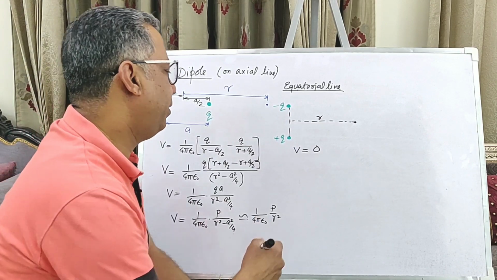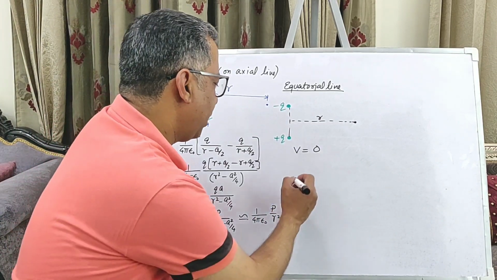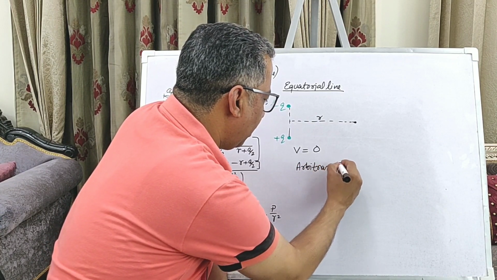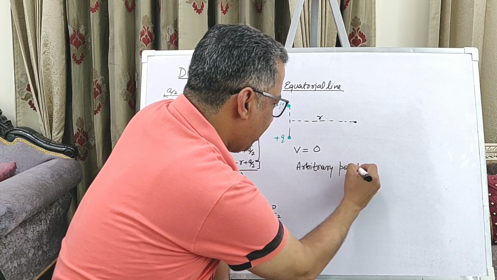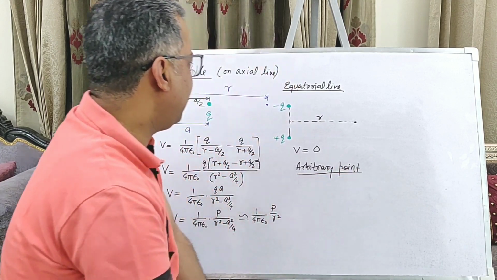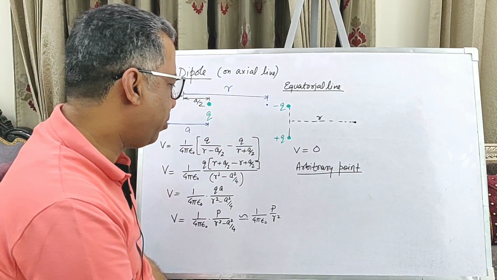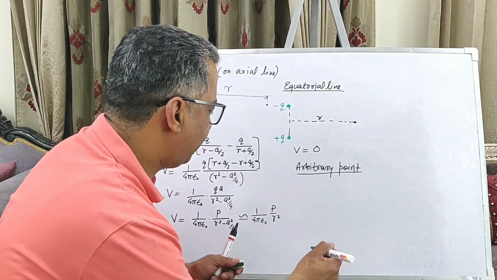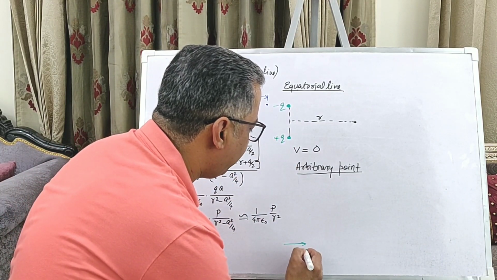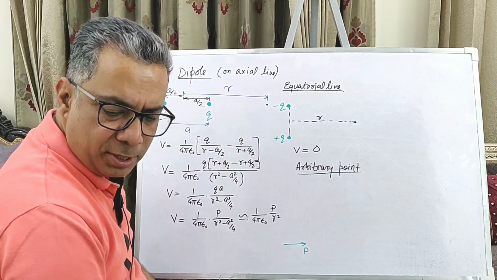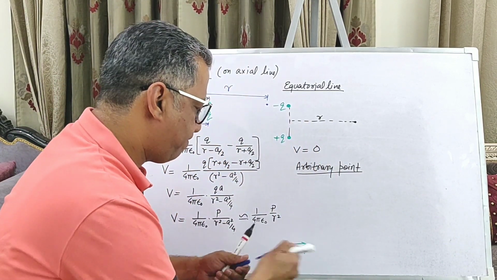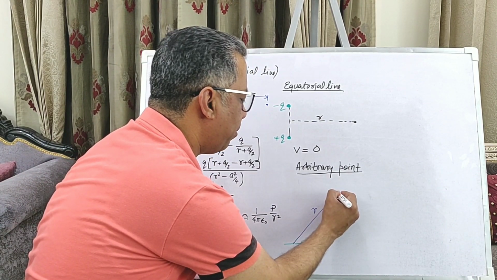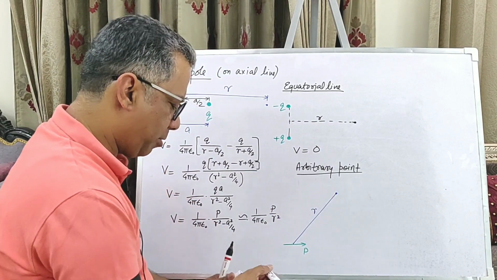Now if you're looking at some arbitrary point, by arbitrary point I mean a point that's neither on the axial line nor on the equatorial line, then in that case we have this dipole having a dipole moment p. Then at a distance r we have a point, and we are interested in calculating the potential at this point.